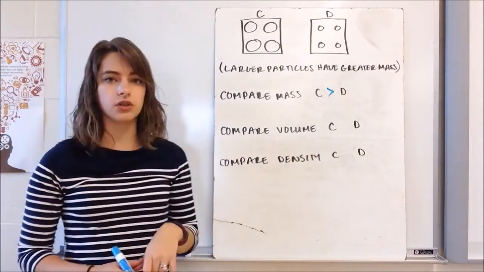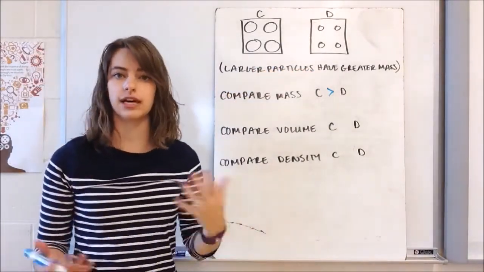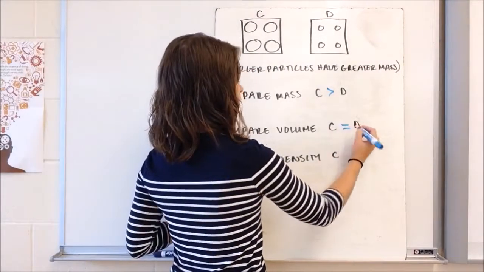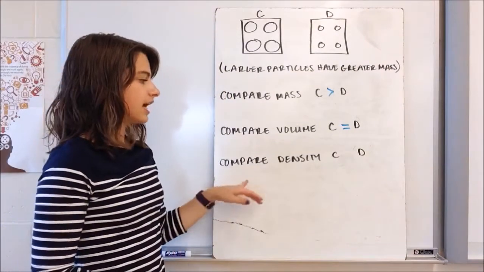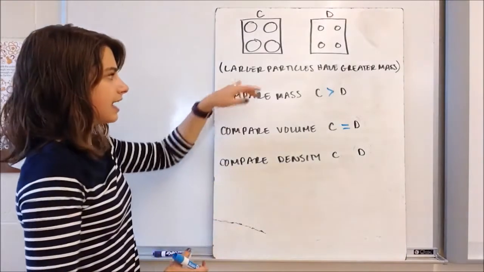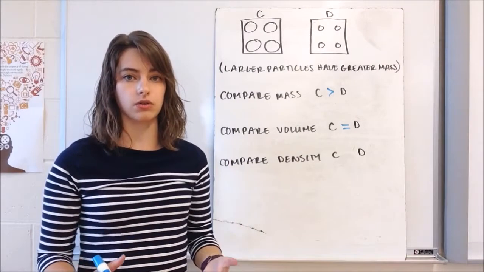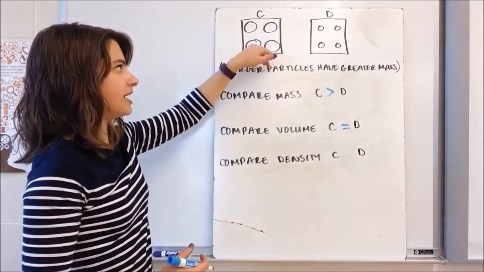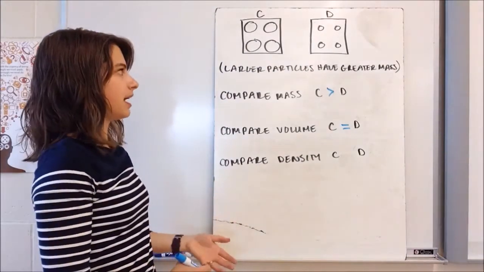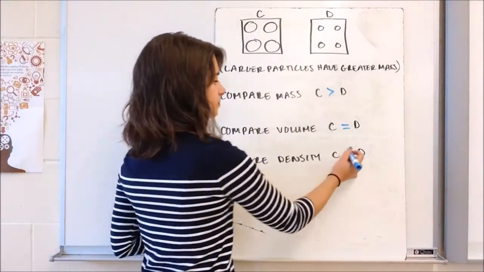Again, if we're looking at volume, we're looking at the size of the object, so they look to be about the same size without getting a ruler out, and we're not going to. They look to be about the same size, so we're going to say that they have equal volume. So likewise, when we're looking at the density, we're still looking at the compactness, but in this case, the bigger particles take up more space. So even though there aren't more particles, there's an equal number, we have one object that just has bigger particles. The bigger particles take up more space, making C more compacted, which means C has the greater density.